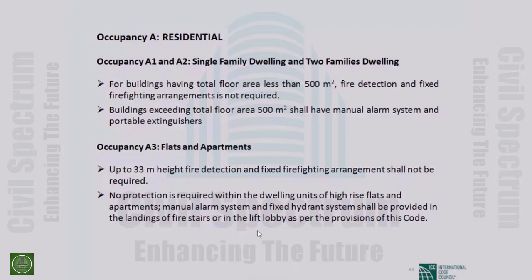For occupancy A3, flat or apartment up to 33 meters, that means low-rise building, fixed firefighting arrangement shall not be required. No protection is required within the dwelling unit of high-rise flat and apartments. Manual alarm system and fixed fire system shall be provided in the landings of fire stair or in the lift lobby as per the provision of this code. So you have to give hydrant system for this type of system.